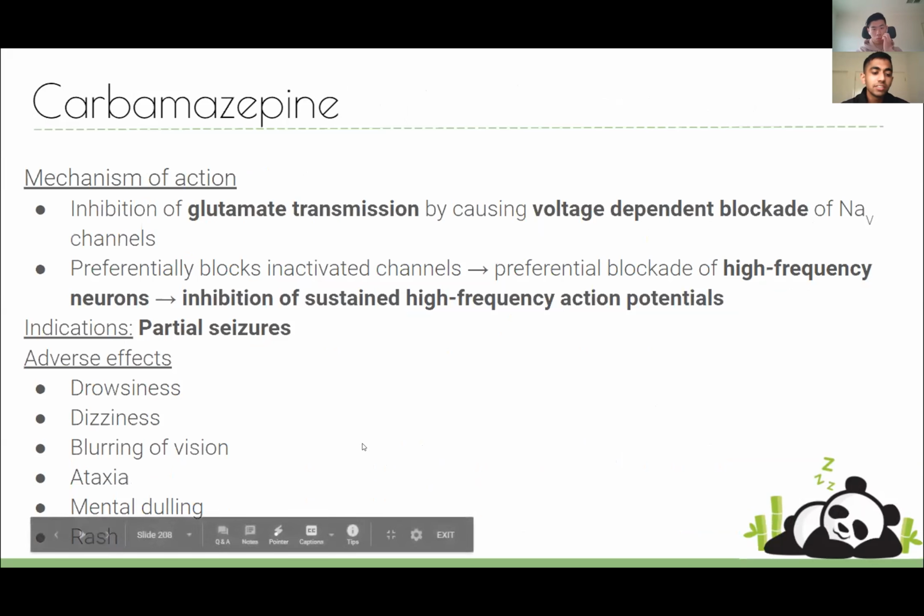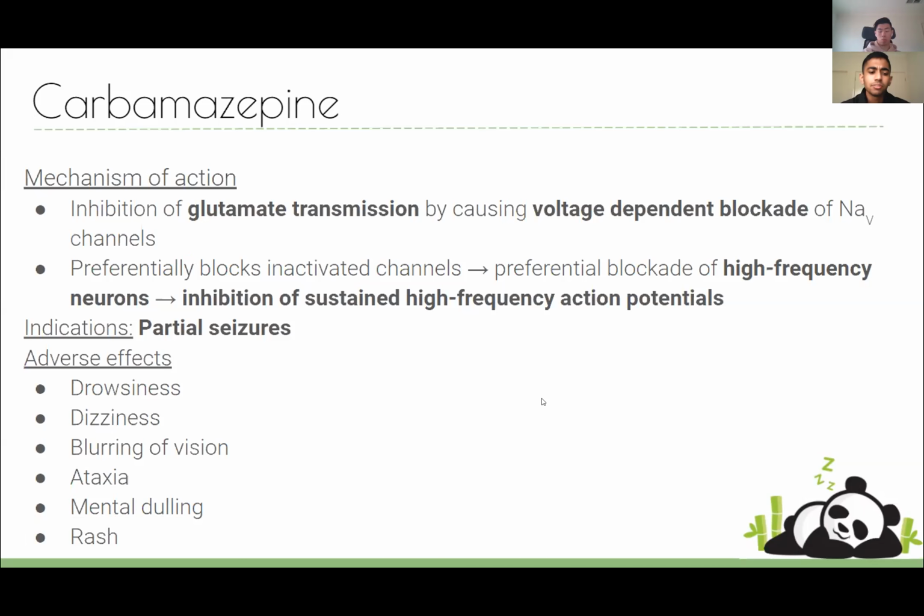You get a bunch of different symptoms. There aren't too many that you should actually be remembering, I think. But I think the big one is probably drowsiness. If you're getting inhibition of neurons, things aren't going to be firing. So drowsiness is not too hard to associate with carbamazepine. And the main indication we use it for is partial seizures, which is important to know as well.